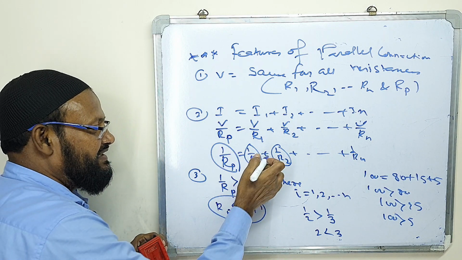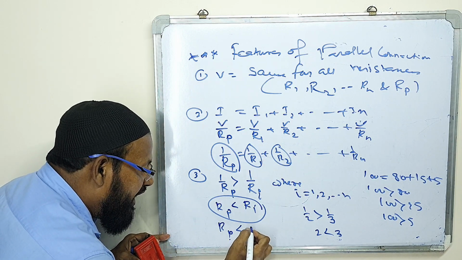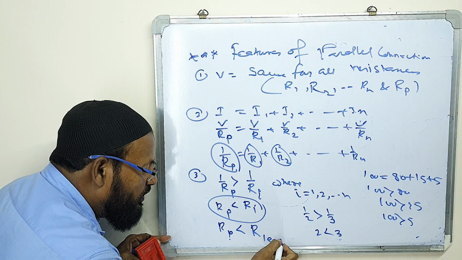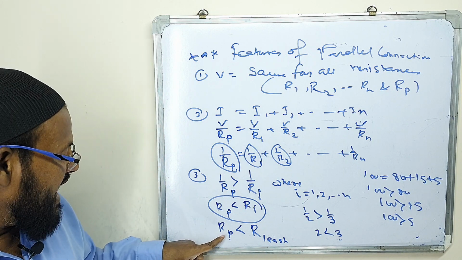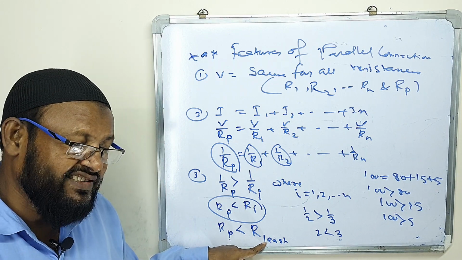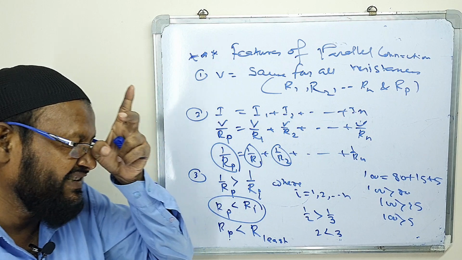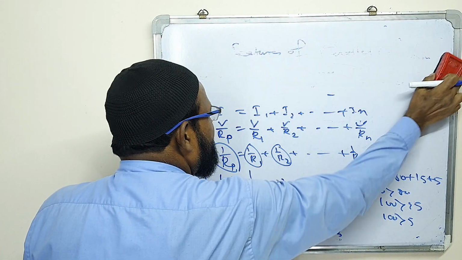Suppose R1, R2, R3. Out of these, suppose there is some smallest resistance. Rp is less than the smallest resistance in the parallel connection. Okay, this rule. The next part is very important.